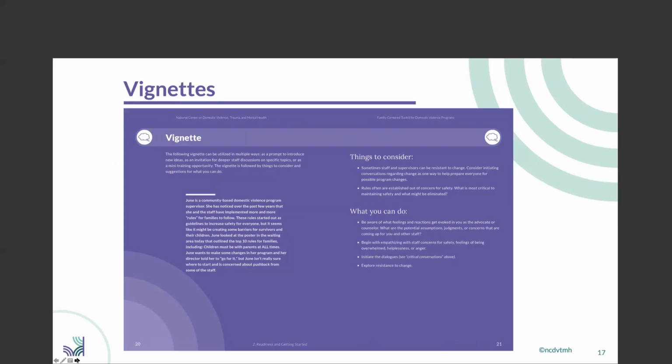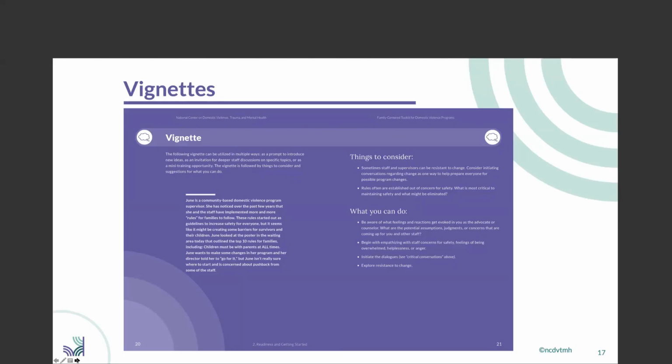And this just shows you again how it's laid out. The vignettes are pretty short, which we think is helpful. This one is about June, who is really trying to figure out how to get started. She's really looking at how we reduce some of the rules that we might have.